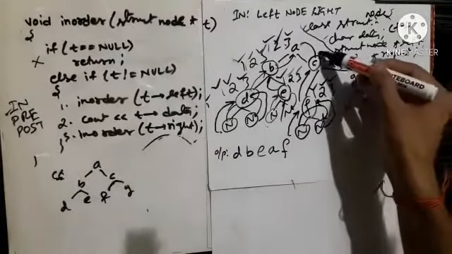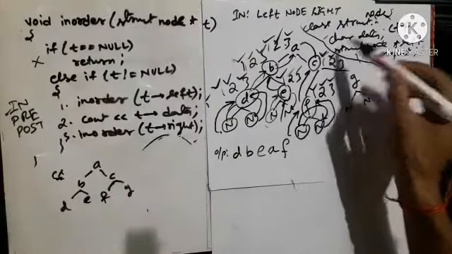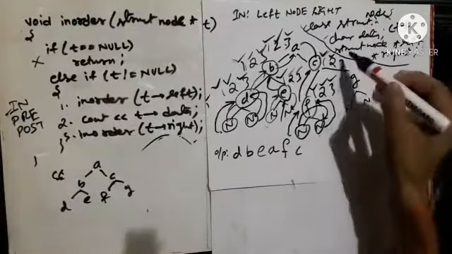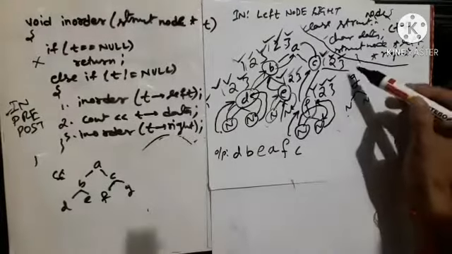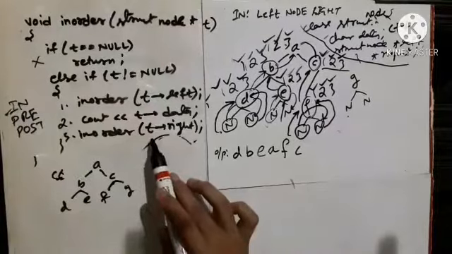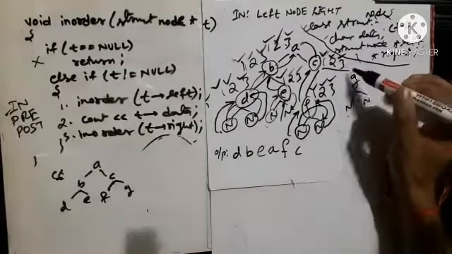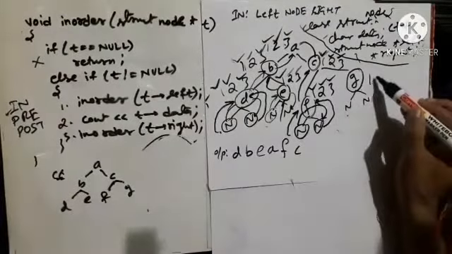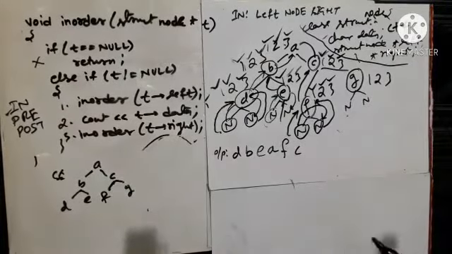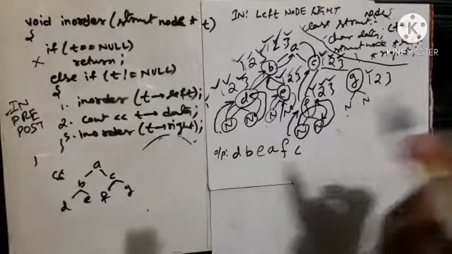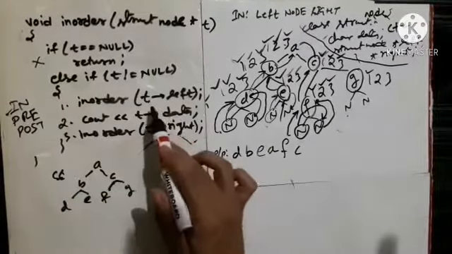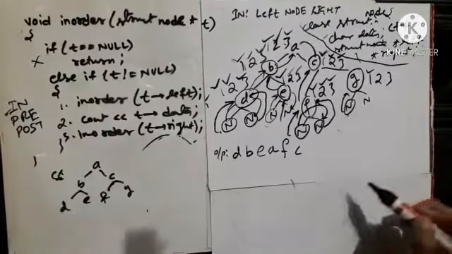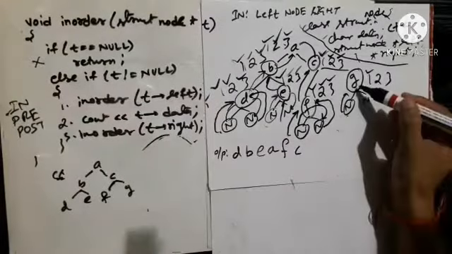Now c has already executed statement 1. Now it will execute statement 2 which says cout t ka data is c, isn't it? Now it will execute statement 3 which says pass the t ka right address. So t is c, so its right is g. So again g will execute these statements, 1, 2 and 3. Now again it is going to call this function inorder and pass the address of t ka left. So it is t, its left is null, so it is going to return nothing. Again control comes back to g.